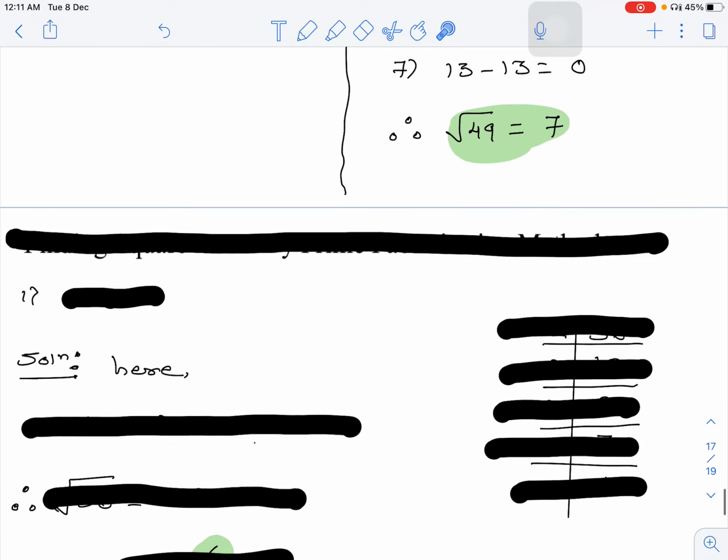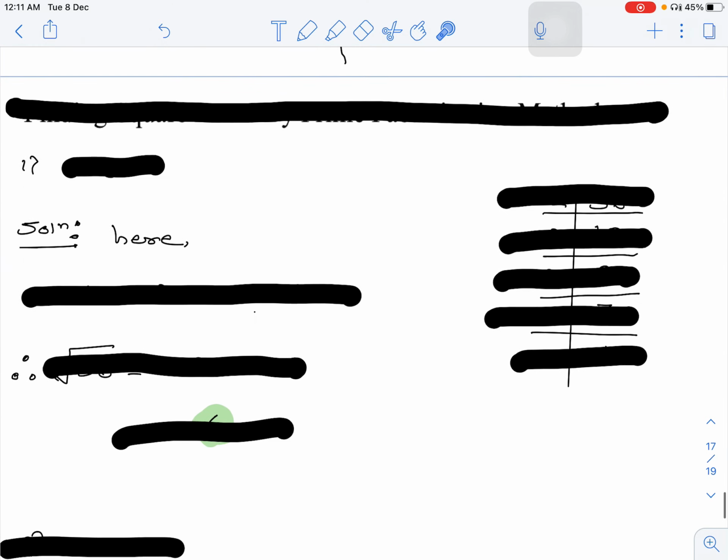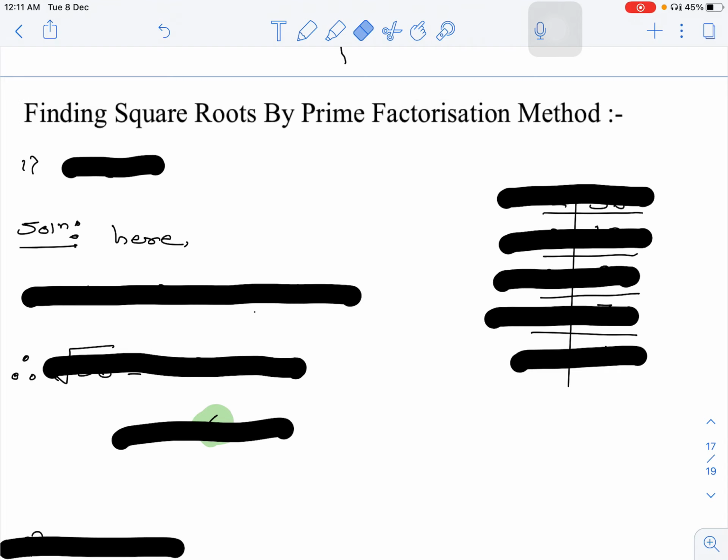Okay, now let us see our next method. Our next method is finding square roots by the prime factorization method. This is our most used, regular method. Now let us see one example. Suppose you want to find the square root of 36 by prime factorization. What will be the first step? We will find the prime factors of 36. So here we have its prime factors.